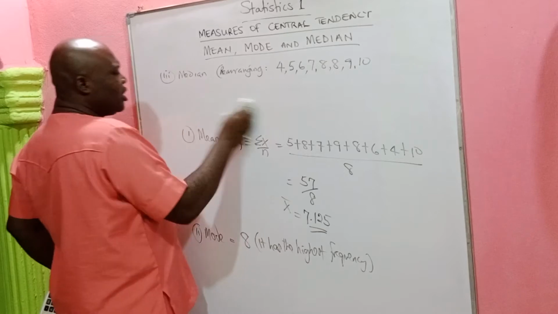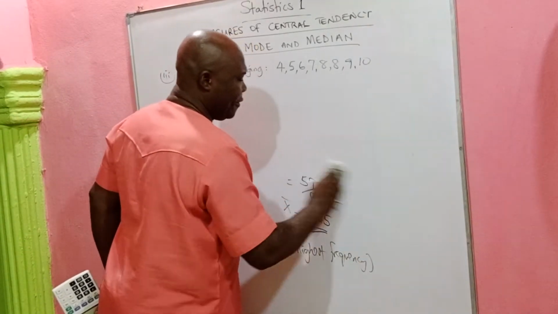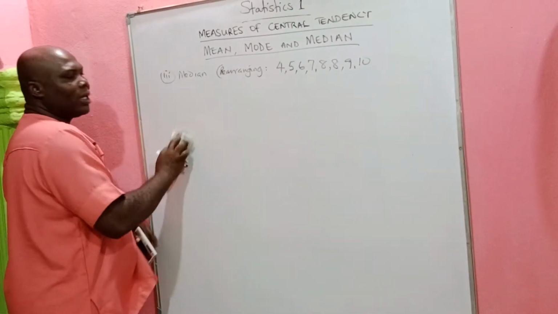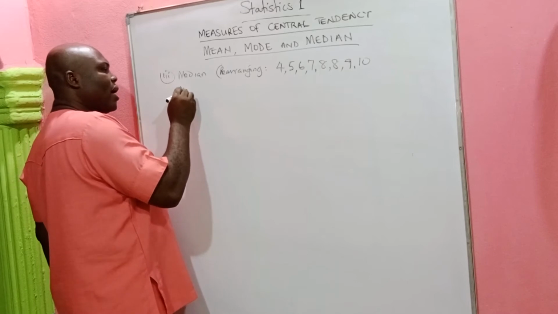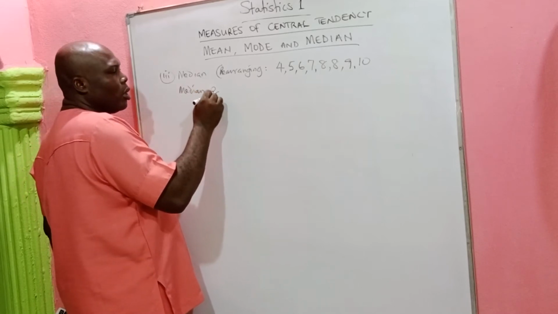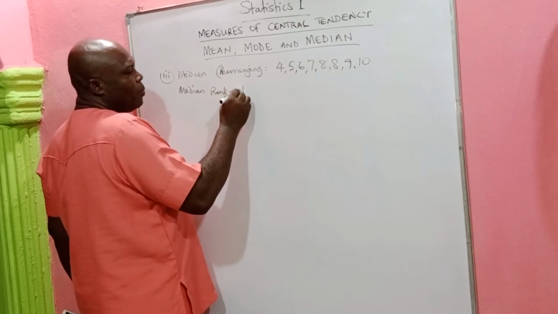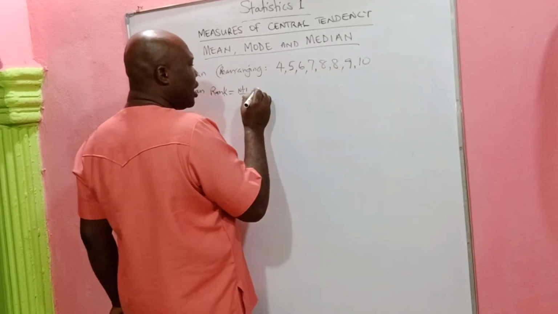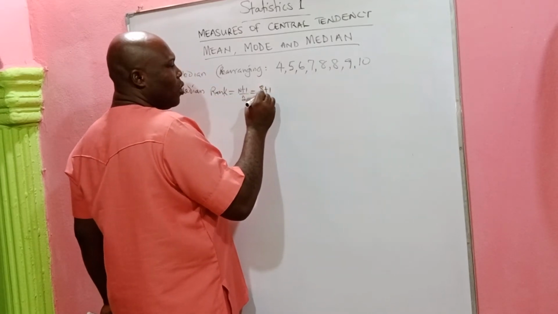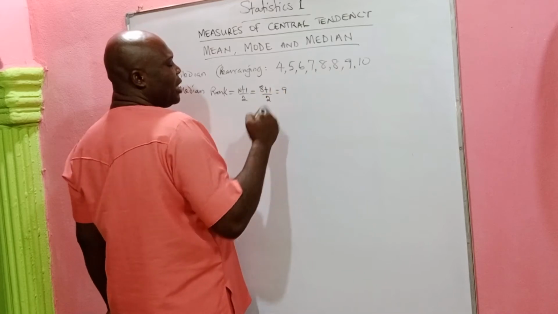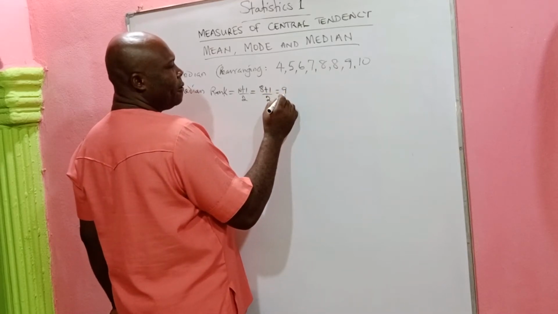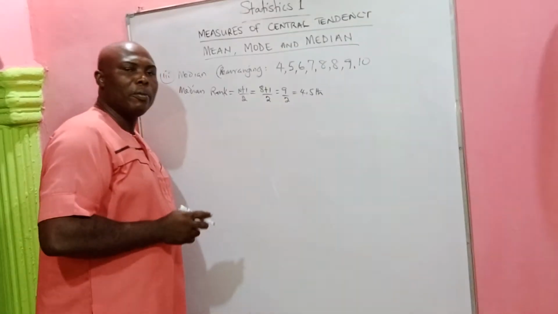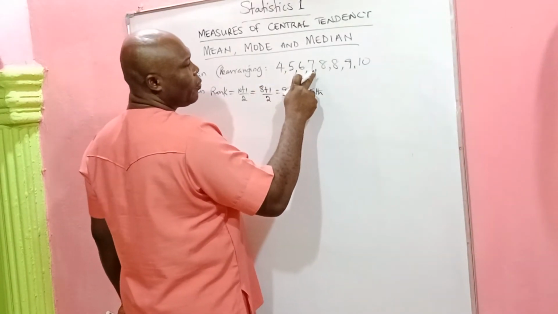So after rearranging, it will be very easy for you now to find the median. Before finding the median, you need to first get what we call the median rank. The median rank is given as n plus 1 all over 2. So our n is 8, so that would be 8 plus 1 divided by 2. That would be 9 divided by 2. And that gives us 4.5. So we are looking for the 4.5th position. 1, 2, 3, 4. 0.5 is here.